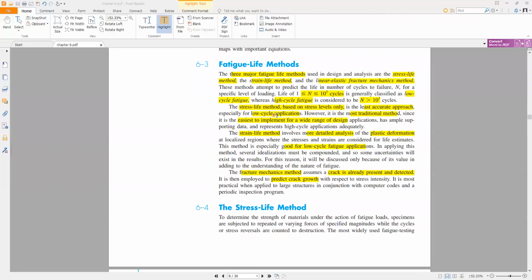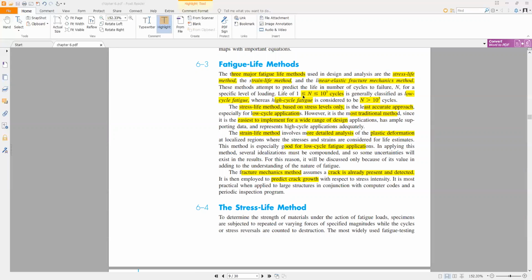Okay, fatigue life methods. There are three major fatigue life methods that we use. That is the stress life method, another one the strain life method, and the linear elastic fracture mechanics method. These three.